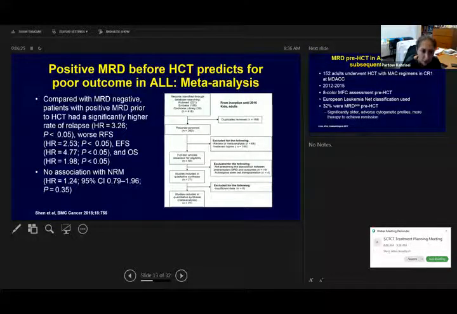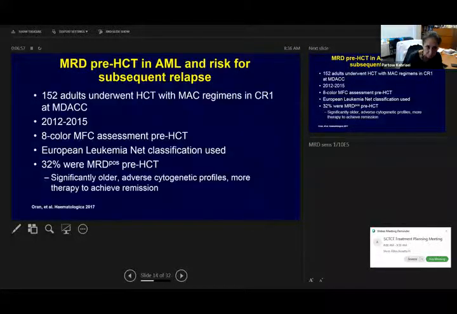But the take home here, not surprising again, is that in those patients who were MRD positive by a variety of techniques, those patients had a significantly higher rate of relapse, more than threefold by hazard ratio, you can see, significantly worse relapse-free survival, and significantly worse overall survival with a hazard ratio almost reaching 2. Again, no association, however, with MRD and non-relapse mortality.